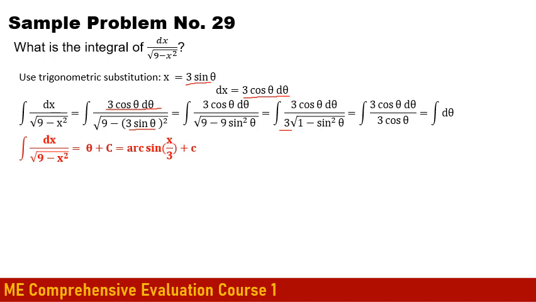And also the square root of 1 minus sine squared theta is simply cosine theta. We can cancel out 3 cosine theta, which appears both in the numerator and denominator, so that we will have the integral of d theta. The integral of d theta is simply theta. That's why we have here theta plus c. Going back to our given, theta is simply the arcsine of x over 3. So that's why we have arcsine x over 3 plus c.